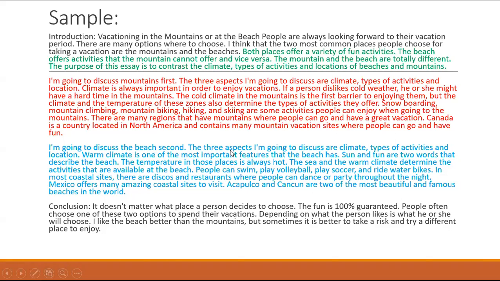So, of course, they will talk about the same aspects. He talked about mountains. So if he chose three qualities to be discussed about mountains, he will use the same three qualities to discuss the beach, right? This is what we do when we write a compare and contrast essay. We should compare and contrast them according to the same qualities and how they are different from each other, right?